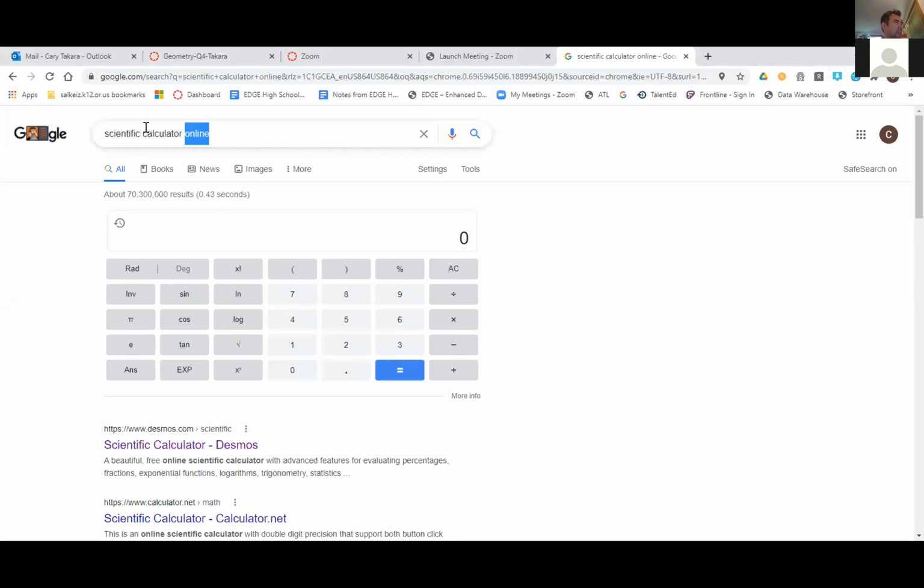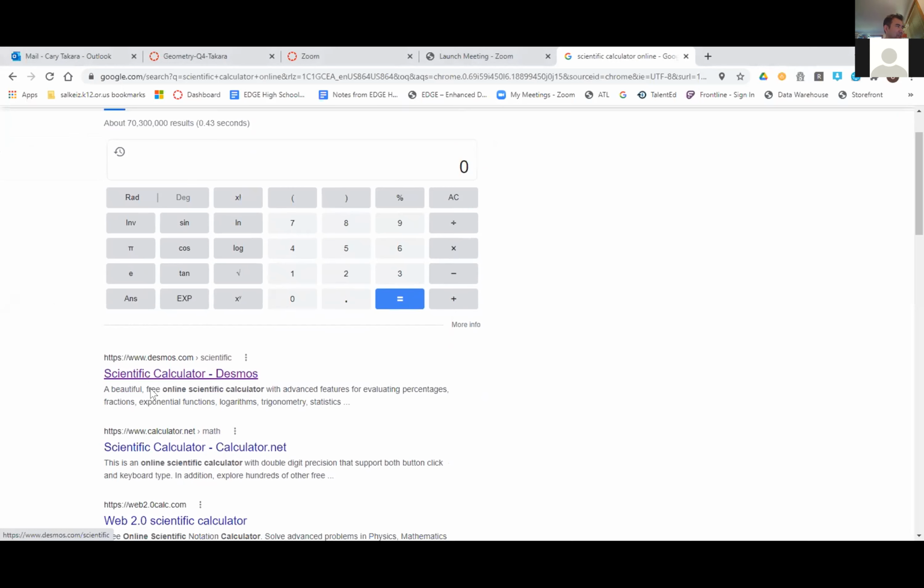So go to Google or a search engine, just type in scientific calculator online. That's what I typed in. Okay, do you guys all see this? I just Googled scientific calculator online, and then I've got that right here. Okay.